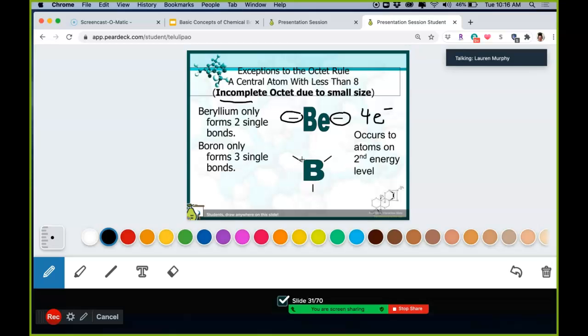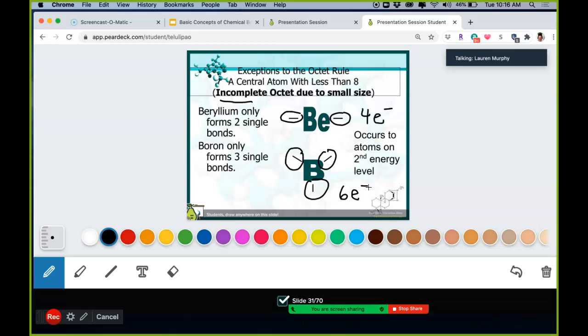And then again, if boron takes its 3 valence electrons and only bonds 3 times, 2, 4, 6, it doesn't have an octet of electrons around it. It has an incomplete octet, and it is still actually stable that way. So these are exceptions to our octet rule of elements being stable with less than 8. Okay, there's 2 other elements we know that are stable that way, and in fact can't even have 8.